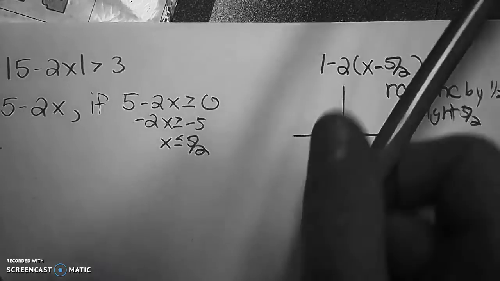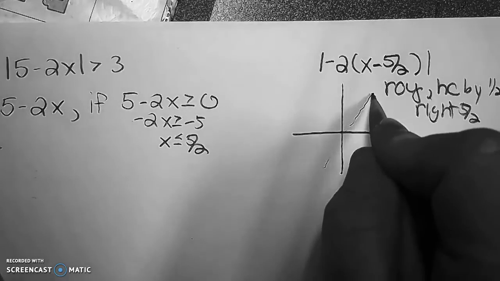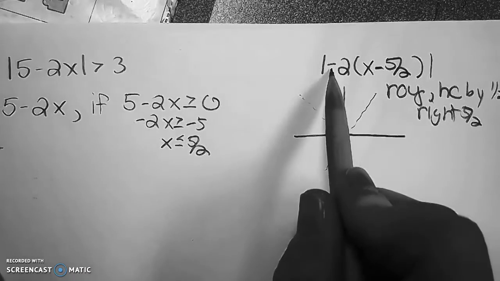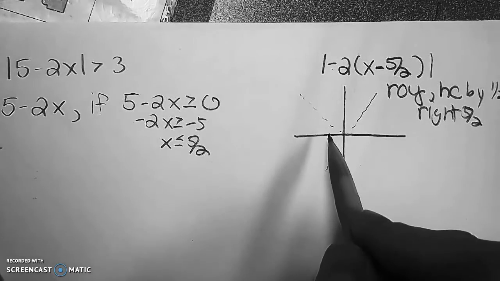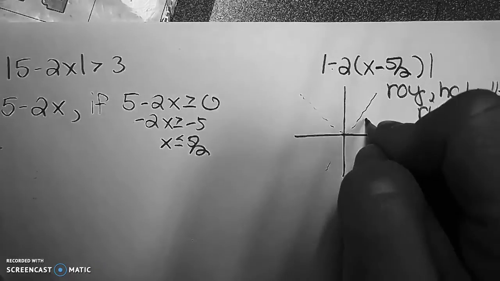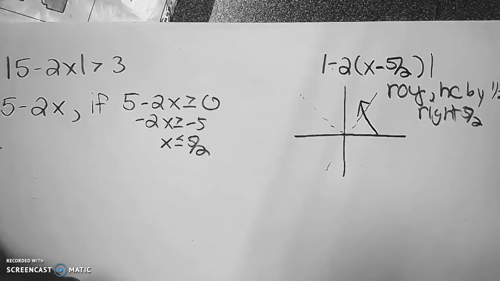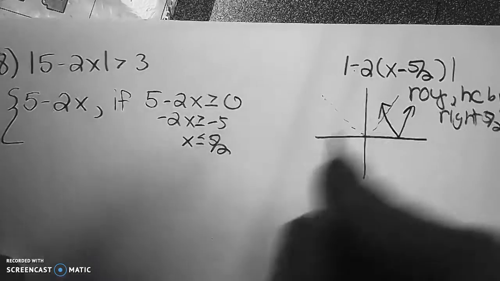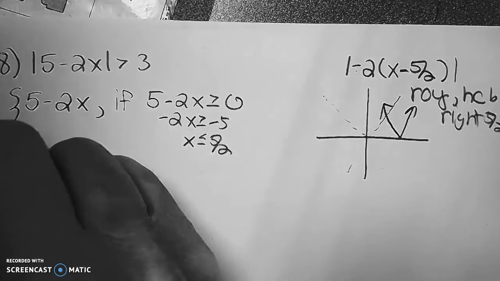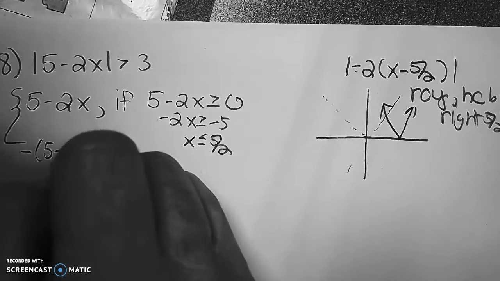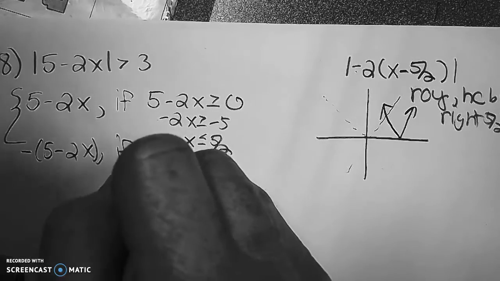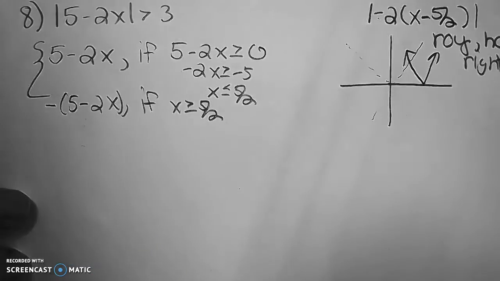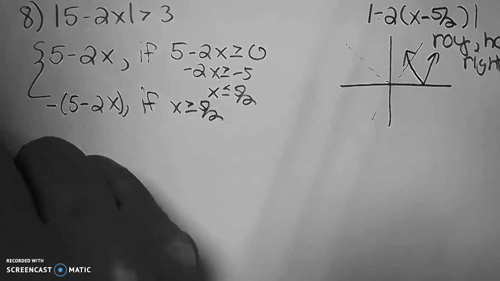So what is your right-hand piece? What would be here is being reflected due to the negative, and then a compression, and then moved right. So, I mean, this would be your original right-hand piece. It's not your left-hand piece. So that makes sense with our domain. My other will be the opposite of 5 minus 2x, and that will be if x is greater than or equal to 5/2. From here, let's write our two inequalities.